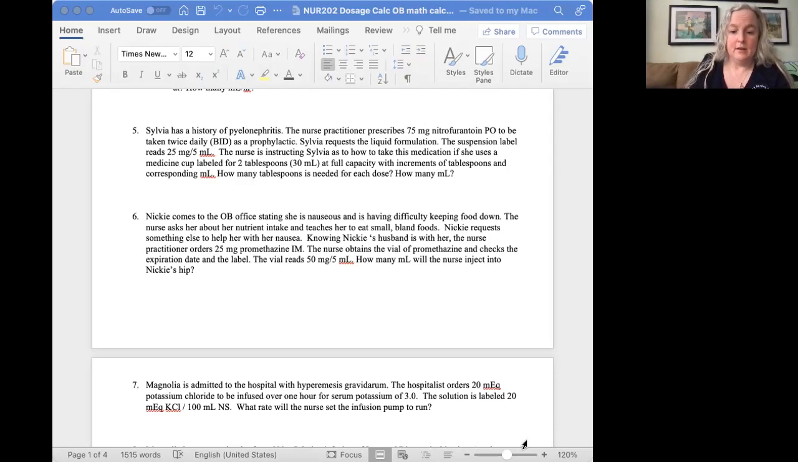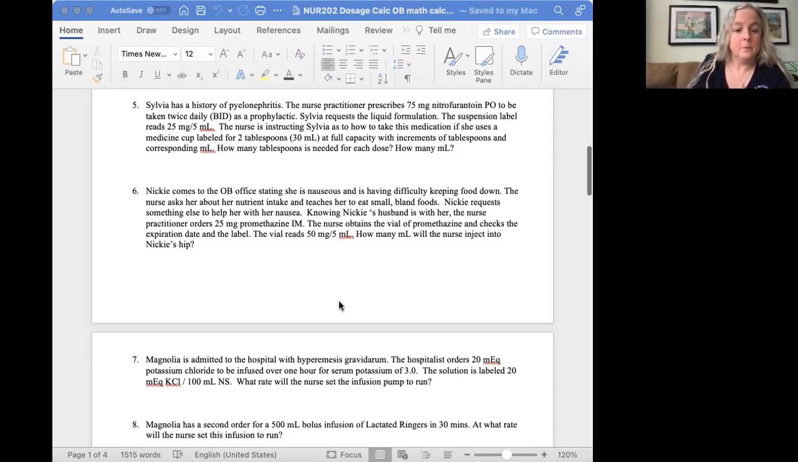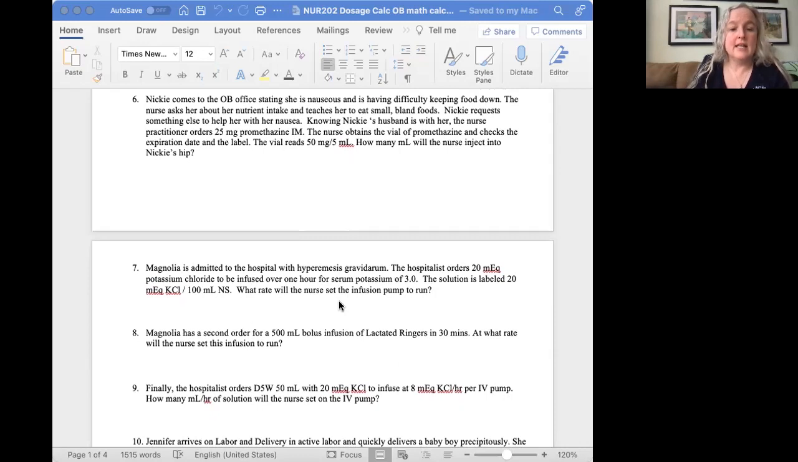Number 7. Magnolia is admitted to the hospital with hyperemesis gravidarum. The hospital orders 20 milliequivalents of potassium chloride to be infused over 1 hour for serum potassium of 3.0. The solution is labeled 20 milliequivalents of potassium chloride in 100 milliliters of normal saline. What rate will the nurse set the infusion pump to run?